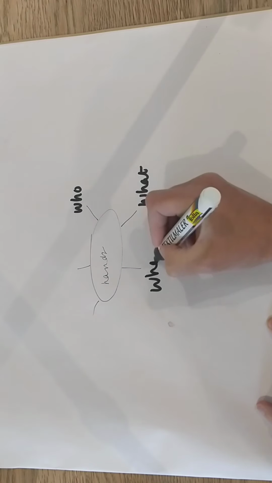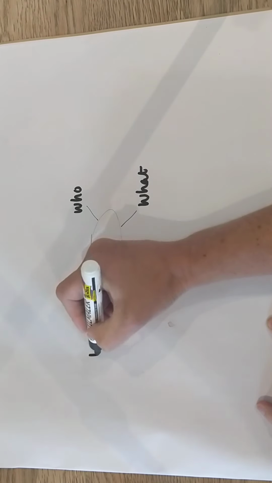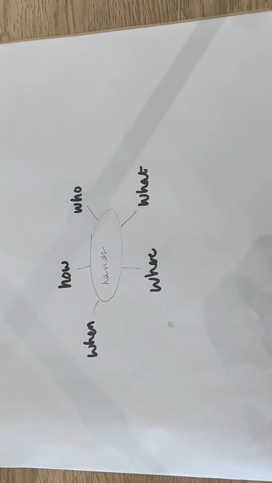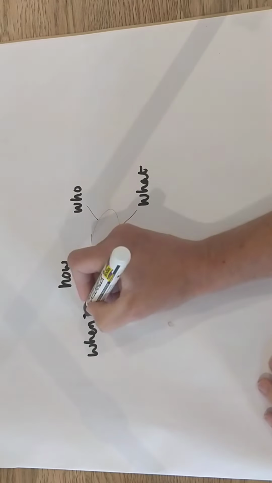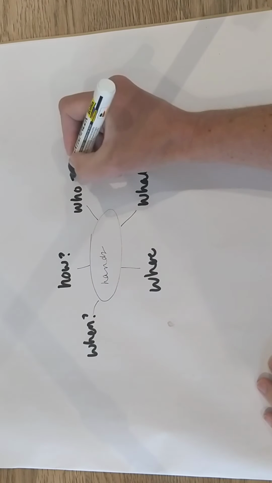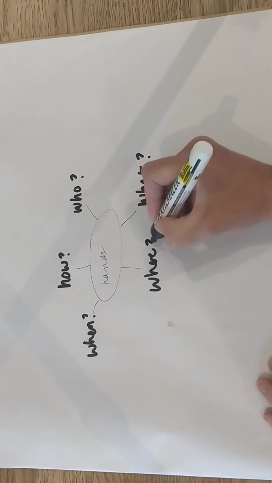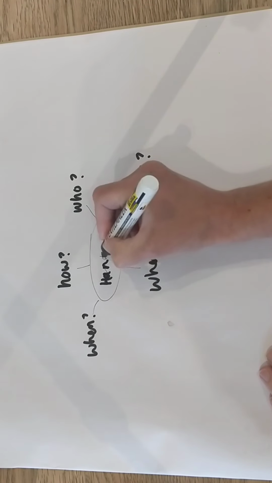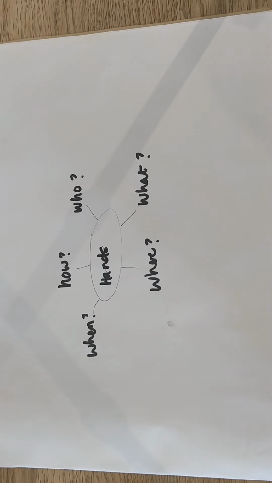where, when, and how. So these are great question prompt words. We'll put some question marks after just to remind you that that is what they are, question prompts. Actually, maybe I'll make this look a bit better as well. Maybe it doesn't look better, it looks clearer.